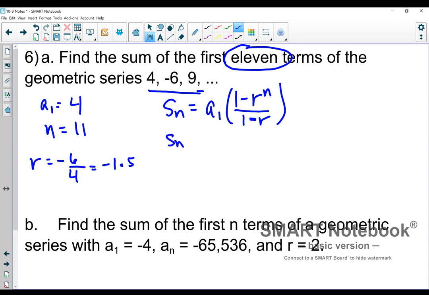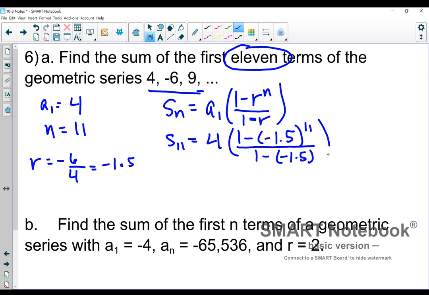So S sub, really it's 11, right? We're adding 11 terms, equals 4 times 1 minus, got to have parentheses because I'm raising this to the nth power, -1.5. So that's going to be 11th power over 1 minus -1.5. So lots of negative stuff here I'm going to have to kind of work out. So I'm going to go through and do that now.